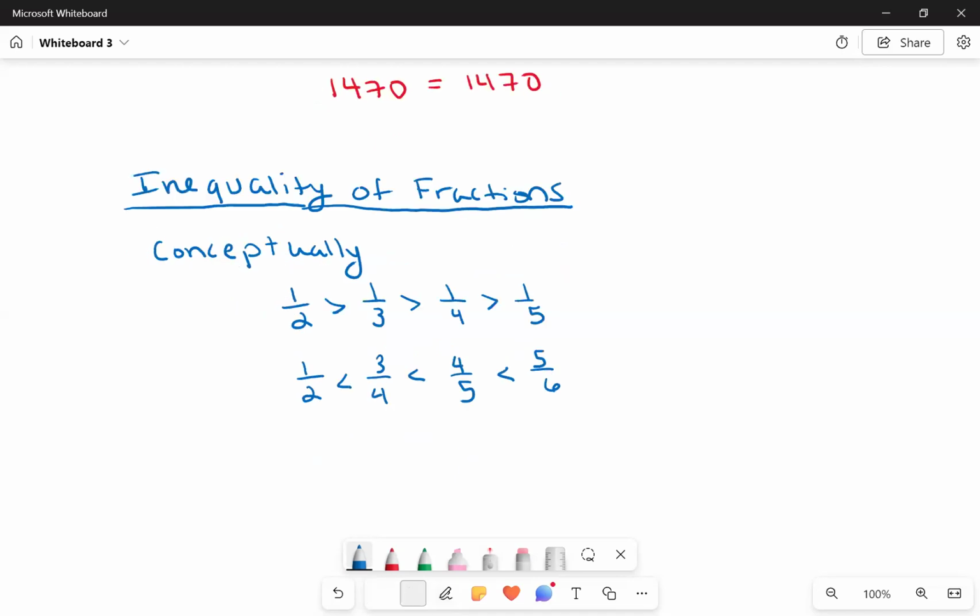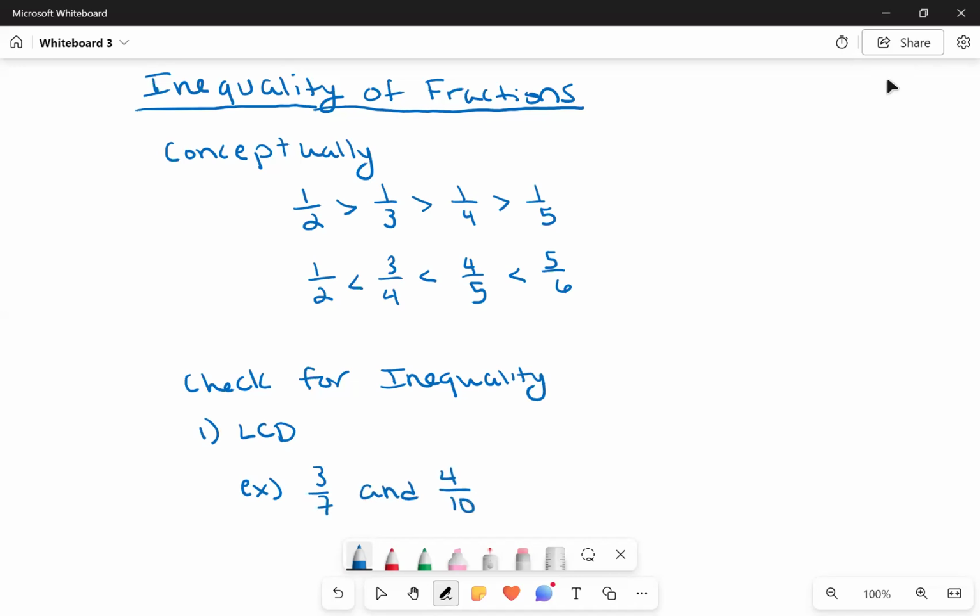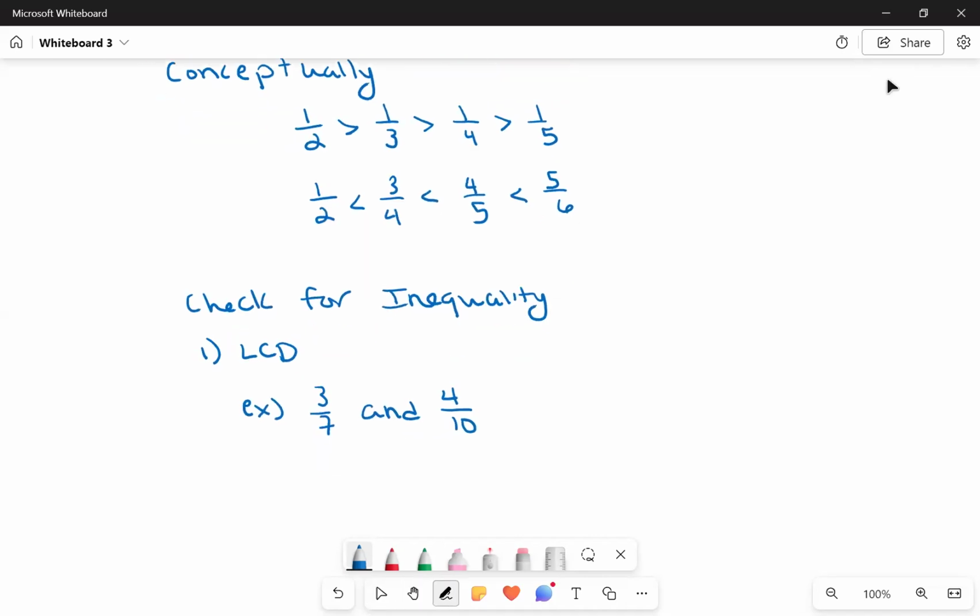Okay, so real quick, to actually check the inequality of fractions, let me write that. To check for inequality, we've already introduced the approach of using LCDs, or least common denominators. Let's just do an example really quick. Let's say we want to look at 3/7 and 4/10. We want to see which one happens to be bigger. To do that, I need to find the LCD.